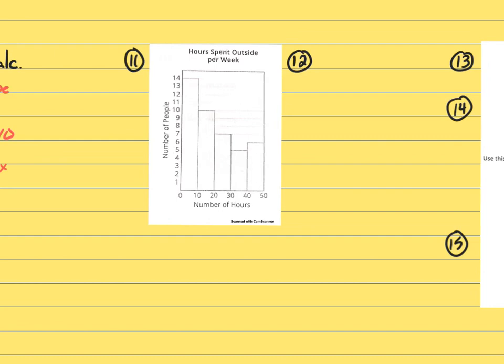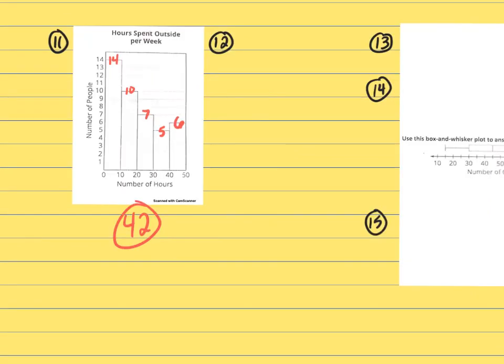Number 11, how many people are represented in this histogram? It looks like the very first column, there's 14, the second column is 10, the third column is 7, the fourth column is 5, and the last column is 6. So I would simply add all those up and I would get 42 people are represented. For number 12, it says, how many people spend under 40 hours? Well, right here's the 40-hour mark. So that would mean 5, 7, 10, and 14 spend under 40 hours. And when I add those all up, I get 36 people.